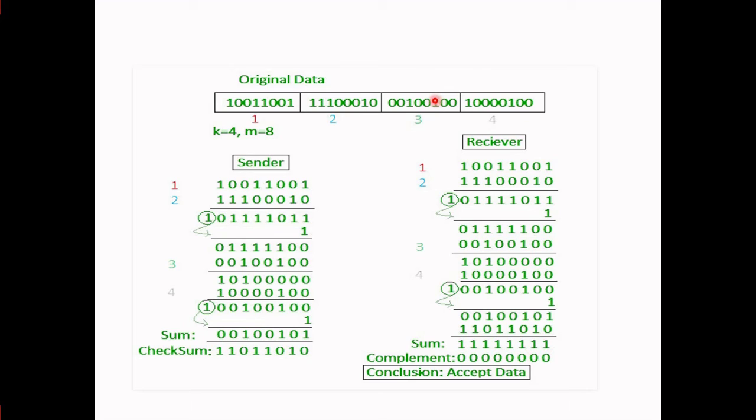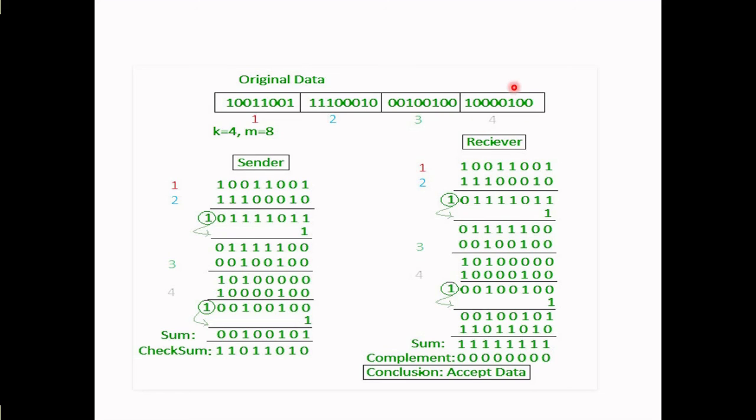After that our third data is this. So take this data 0 0 1 0 0 1 0 0, same addition, perform addition. 1 plus 1 is 0 carry 1. So 1 plus 1 is 0 carry 1, 1 plus 1 is 0 carry 1, and so on, until we get the final carry 1.